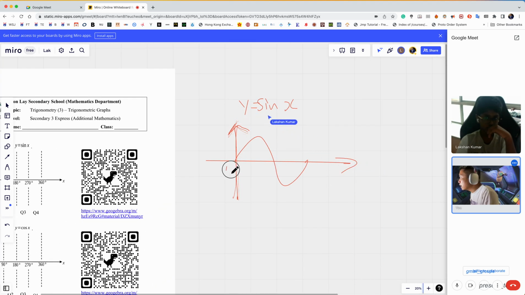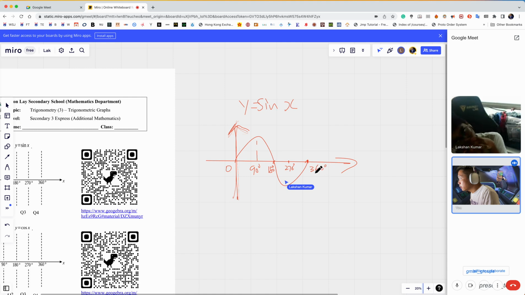Then you have to label 0, 90 degrees, 180 degrees, 270 degrees, and 360 degrees. And this is your -1. So you label the minimum value -1 and the maximum value 1. So this is your y, this is your x.